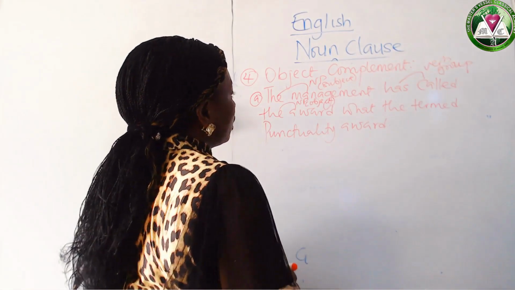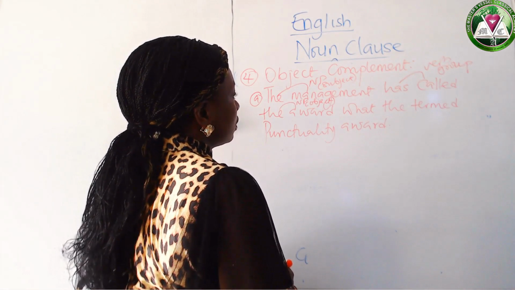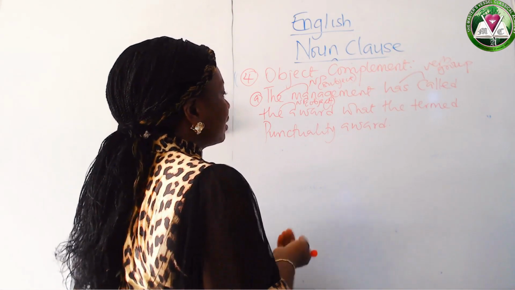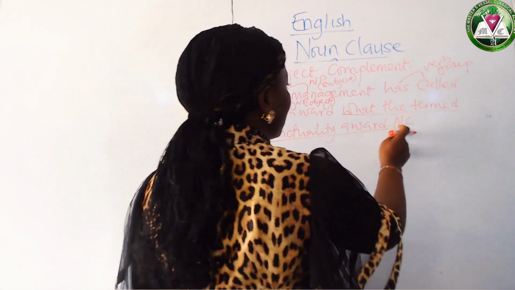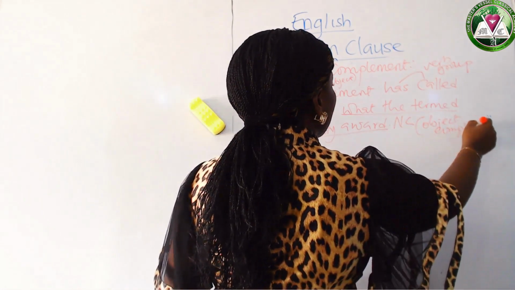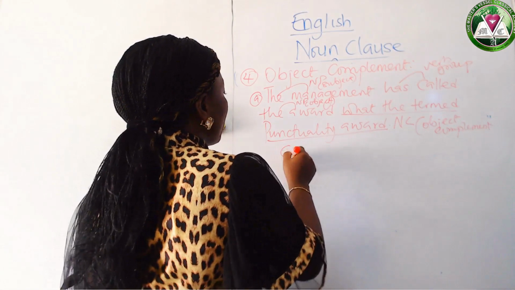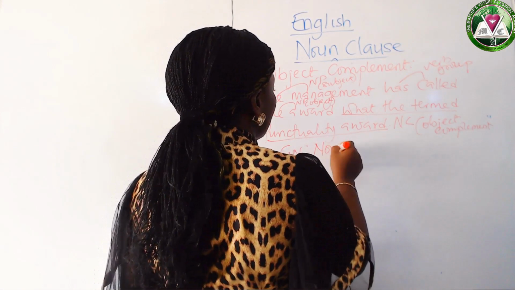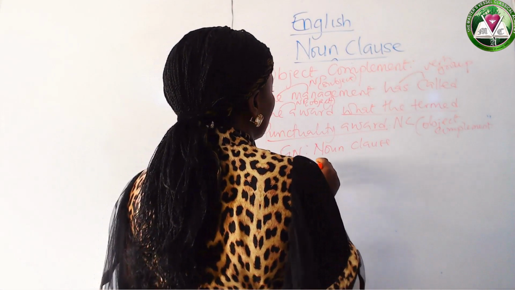Now, what determined the punctuality award? So we can ask the question, what has management called the award? What determined the punctuality award? So we have our NC, which is noun clause, as the object complement. So what is the award? The punctuality award. So here we have GN as noun clause, and then GF we have object complements.